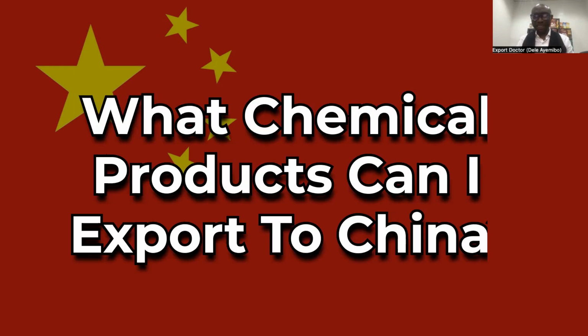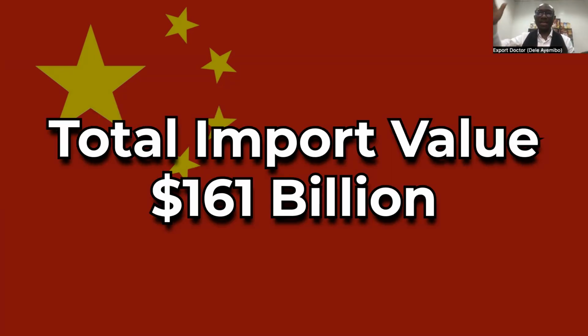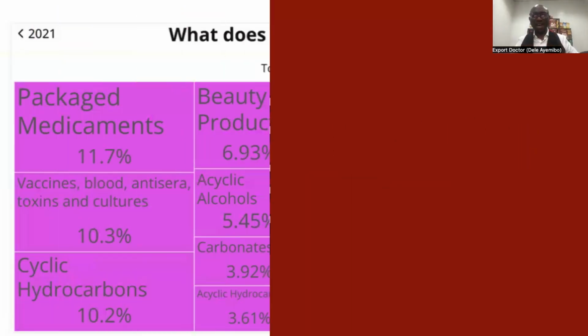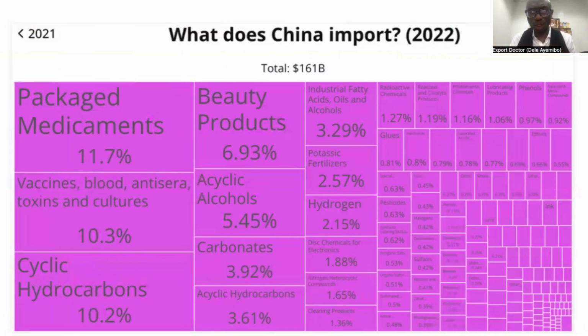So you can see that China is spending a huge amount of money, a whopping sum of $121 billion, to import various kinds of chemical products from all around the world.